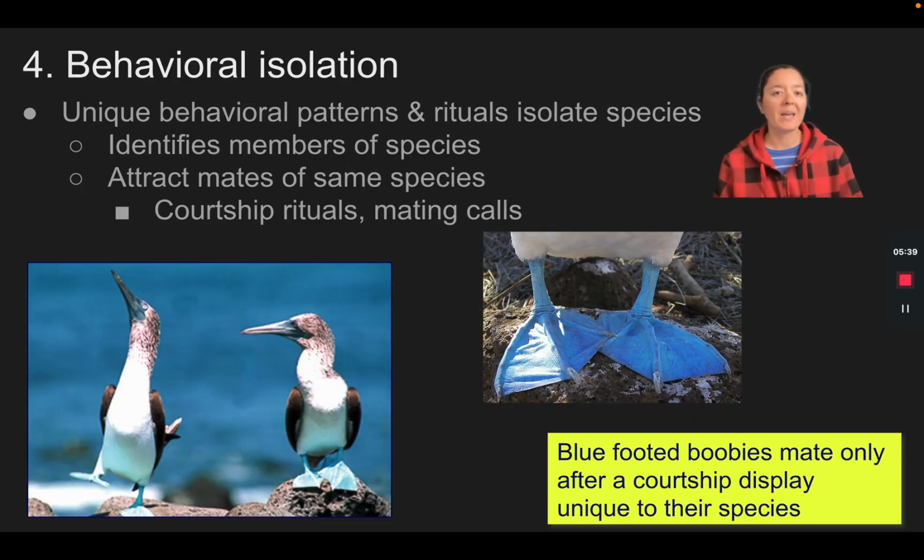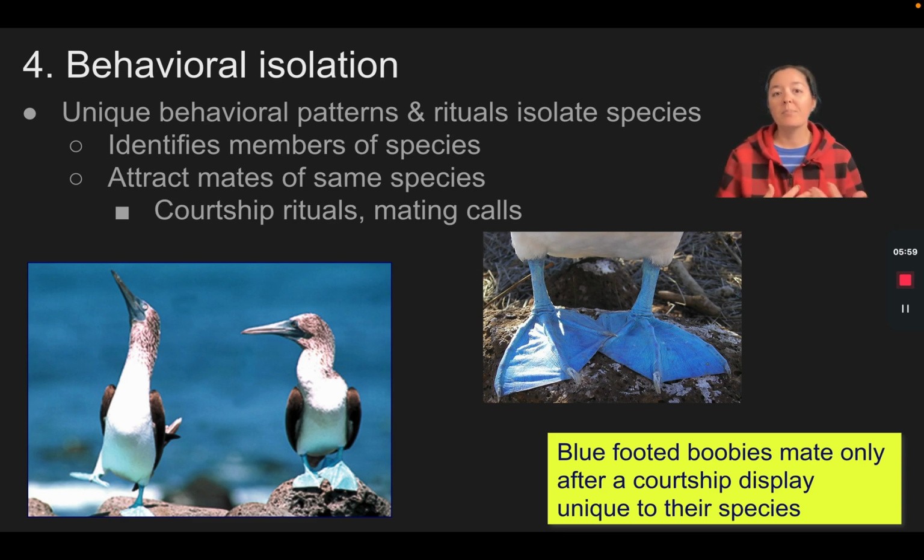Next is number 4, behavioral isolation. So many different animals have unique behaviors and rituals. Most common are those mating rituals. Depending on the species, they might have different dances or different sounds and calls to identify their own species.